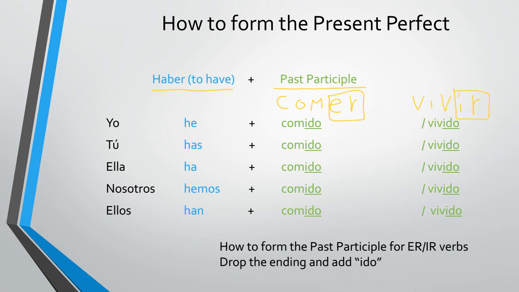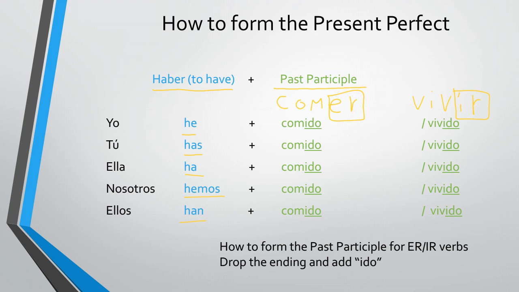Again, they don't have to match the subject of the sentence. If you think about it, you've already matched the subject of the sentence with the first verb, haber, and so there's no reason for the second one to match it as well, because that would be kind of redundant.